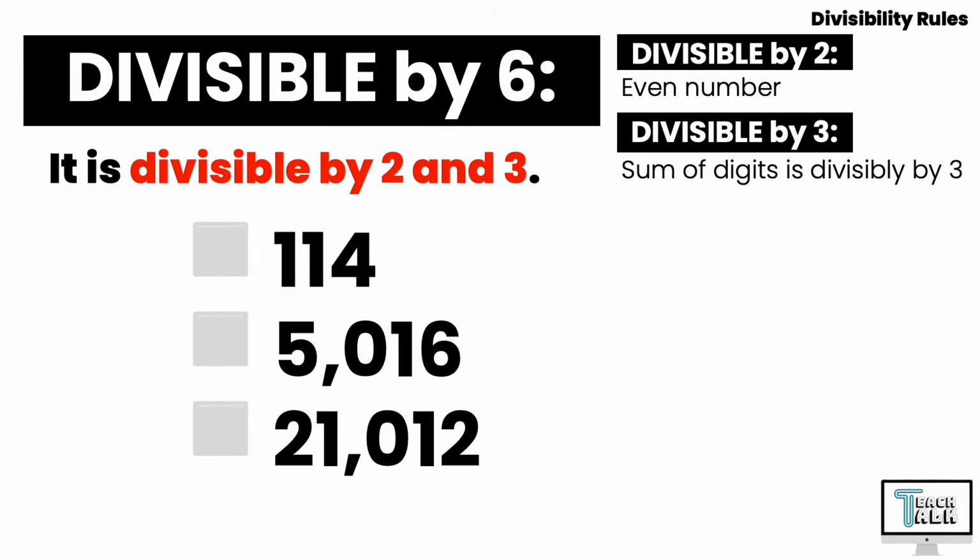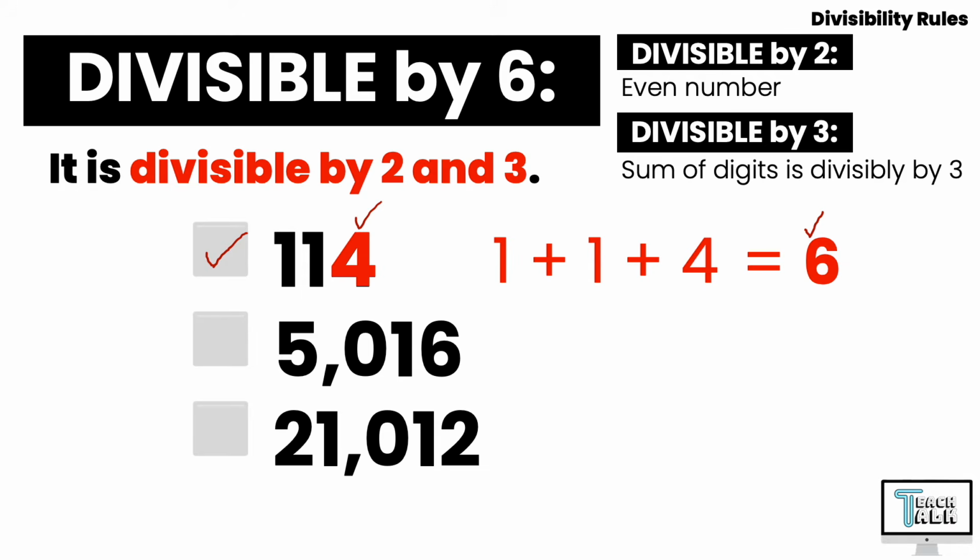Let's have an example. We have here 114. Is 114 divisible by 2? Correct. Yes, kasi nag-end siya ng 4 and 4 is an even number. Therefore, it is divisible by 2. To check kung divisible siya by 3, let's add the numbers. We have 1 plus 1 plus 4 kasi dapat ang sum of the digits is divisible by 3. So 1 plus 1 is 2 plus 4 is 6 and 6 is divisible by 3. Therefore, 114 is divisible by 6 kasi divisible siya by 2 and divisible siya by 3.